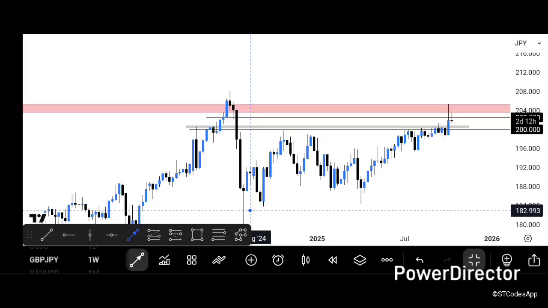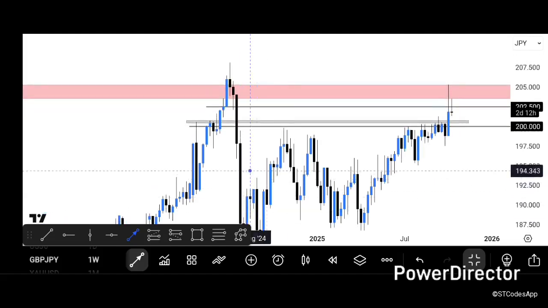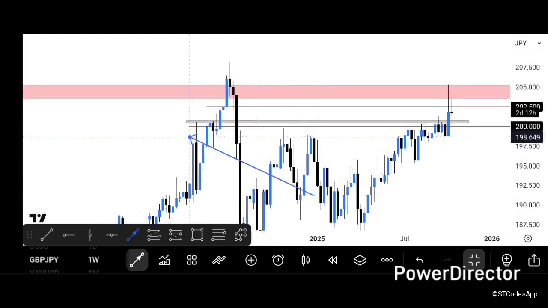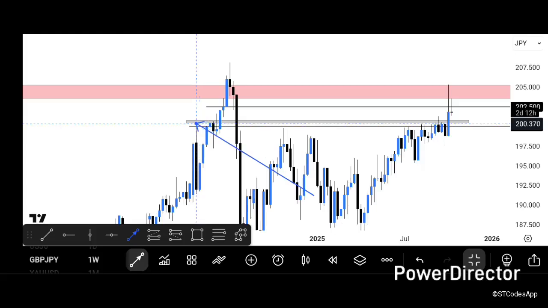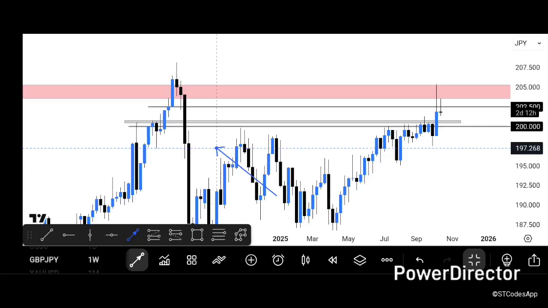Like for example, let's use this example here. On this example, you can see this was a higher high. Now when price came to that higher high zone, what did it do? It retraced a little bit. You can see this was the retracement.